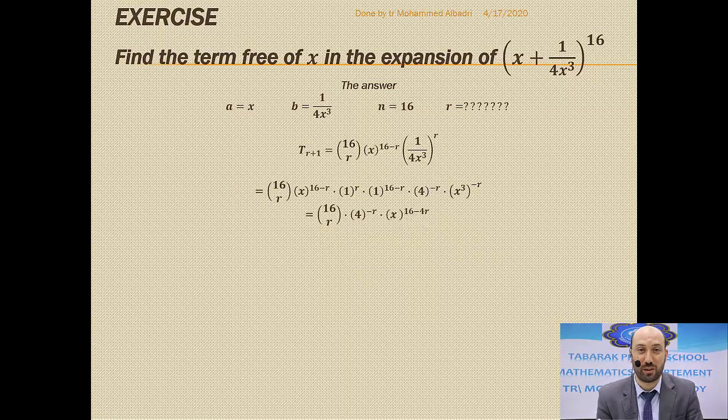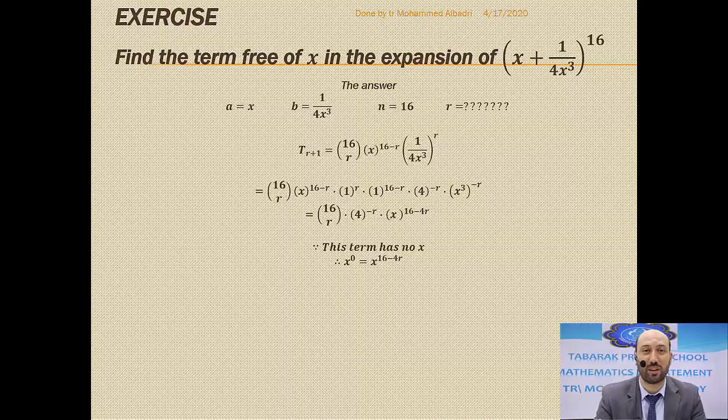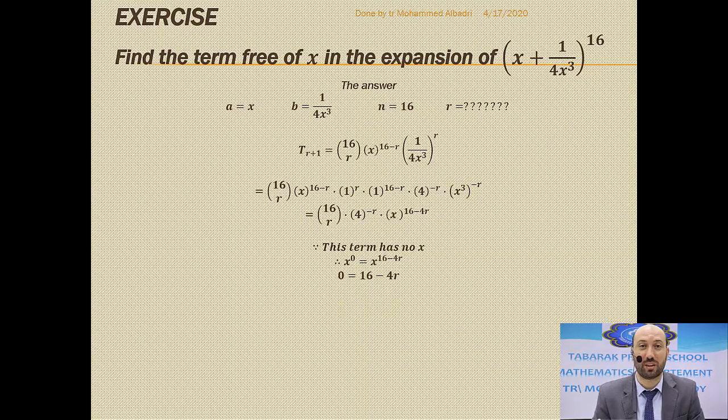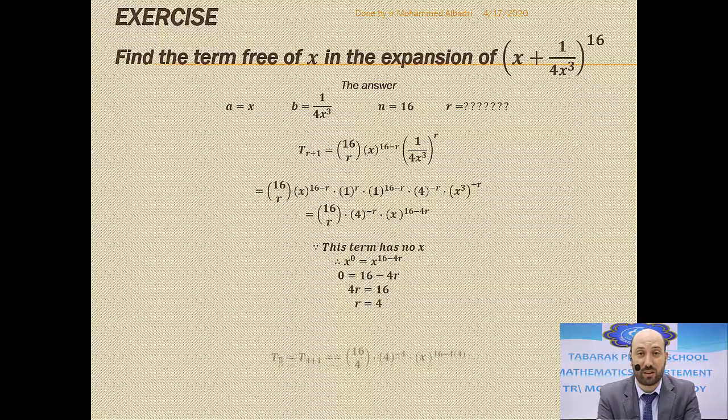By simplifying, we have to collect x with x, because we have the same base, and we are going to add the powers. 16 minus r minus 3r equals 16 minus 4r, and 4^(minus r). And now this term has no x, because it's free of x. Free of x means x^0 equals x^(16 minus 4r). By cancelling the x's together, we'll have 0 equals 16 minus 4r. By solving this linear equation, we have 4r equals 16, divide by 4, so r equals 4.